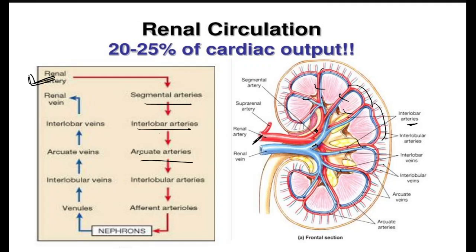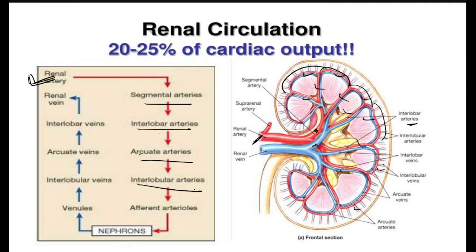Around the pyramids we see that one, the arcuate artery. This one is the arcuate artery. That again divided into the small interlobular. Now this small one, that one is the interlobular artery.